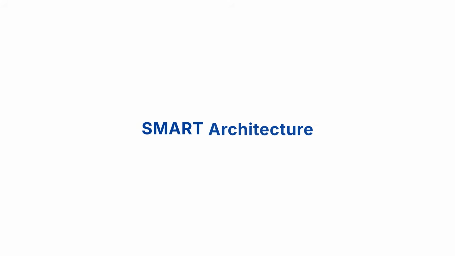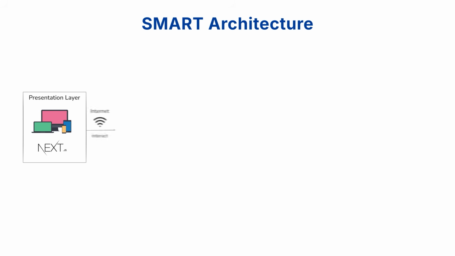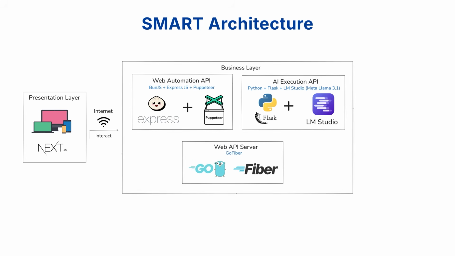The SMART system is built with speed and modern layered architecture. I use Next.js for the front-end UI. The business layer consists of three APIs: the Web Automation API using Bun.js, Express, and Puppeteer. Next is the AI Execution API using Python, Flask, and LM Studio. The last is the Core API to handle the data, using Golang with GoFiber.